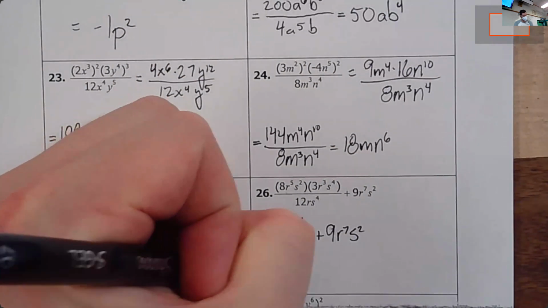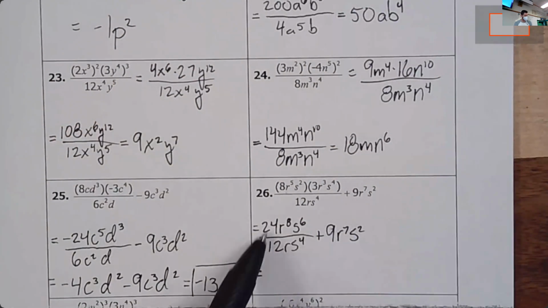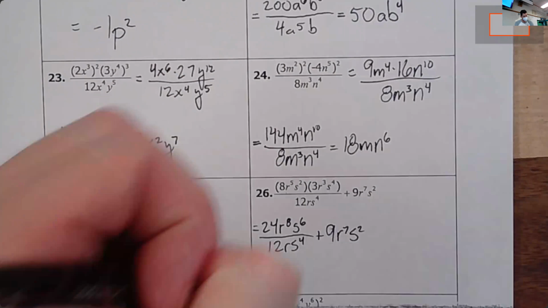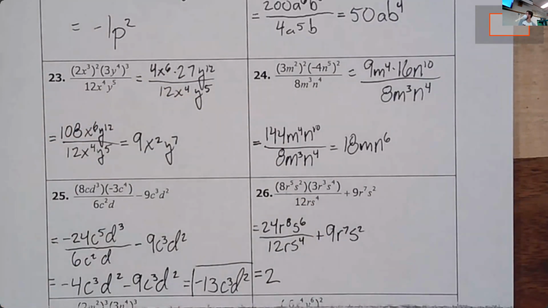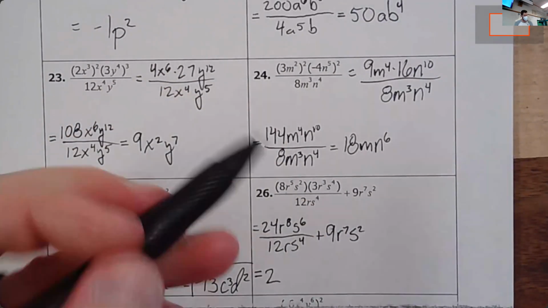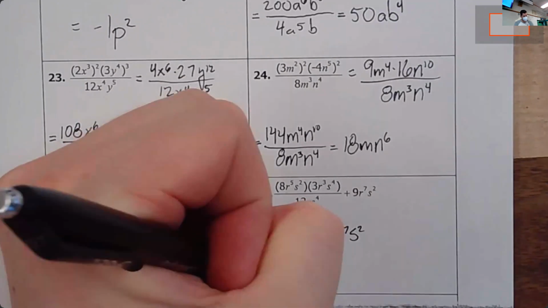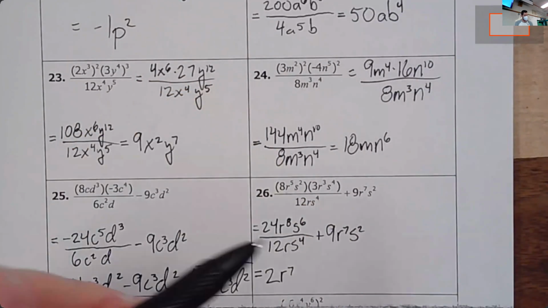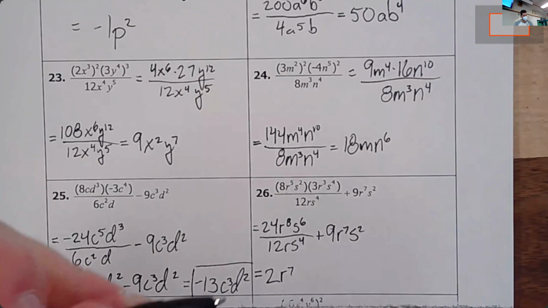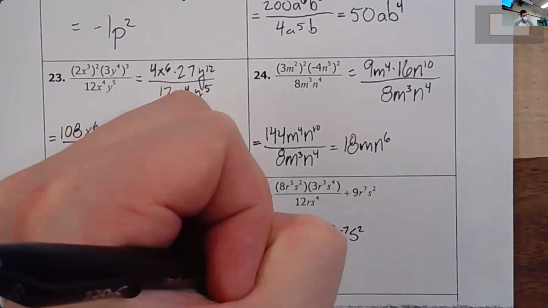And then we can do our quotient rule. Simplify this entire fraction here. 24 divided by 12 is 2. R to the 8th divided by R, 8 minus 1 gives us R to the 7th power. And S to the 6th divided by S to the 4th, subtract the exponents again, and we get S squared.